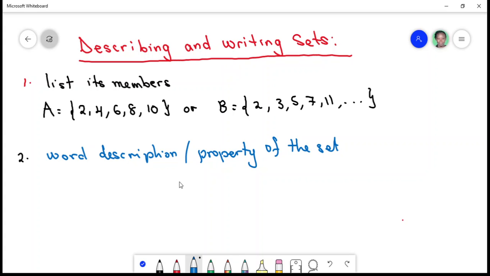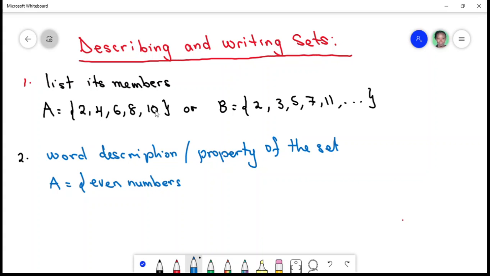So if I say a word description, what do I mean? Let's take this example A. What do you realize about A? You realize that you have members 2, 4, 6, 8, 10. It continues a certain pattern. So you realize that it's a set of even numbers. So for the word description, I have even numbers.